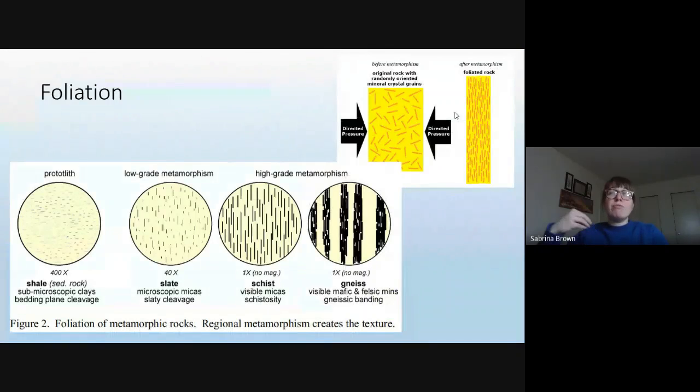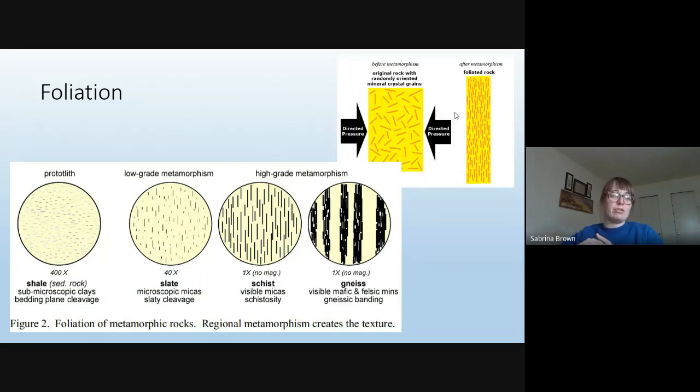And so the amount of foliation varies with how metamorphosed a rock is. So for example, if we have our protolith, in this case, a shale, which is a sedimentary rock made up of clays that aren't really arranged in any specific manner because it's a sedimentary rock. We had clay particles laid down and then they got smushed into or cemented into a rock.